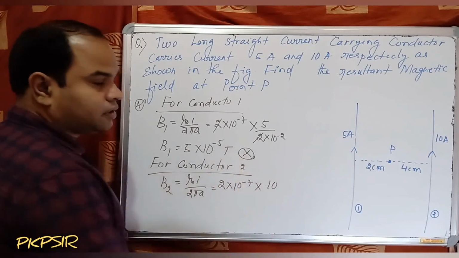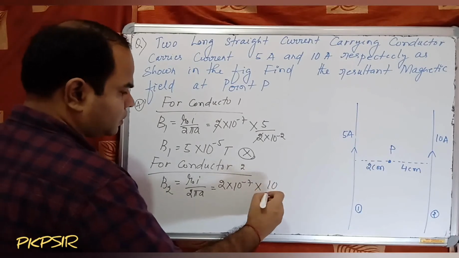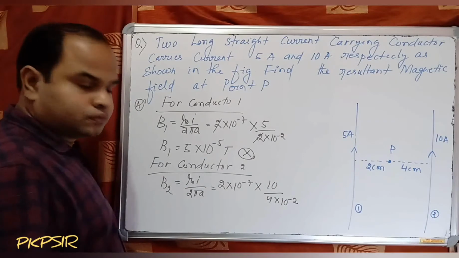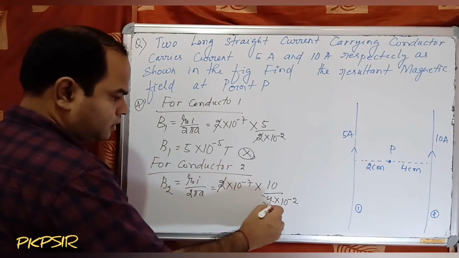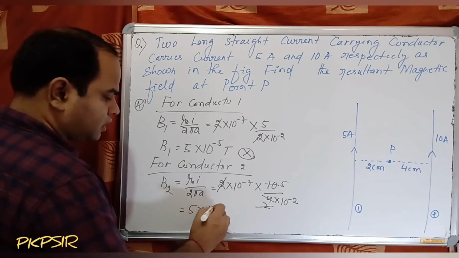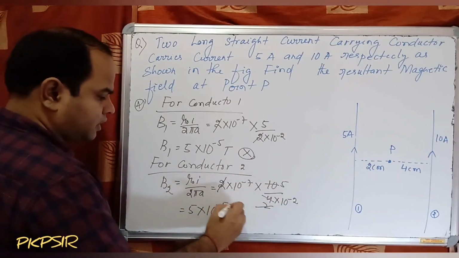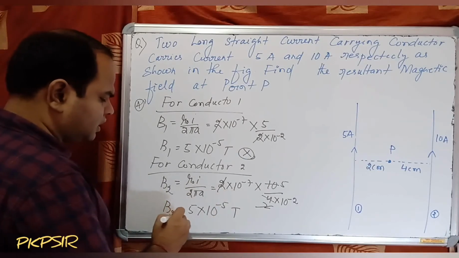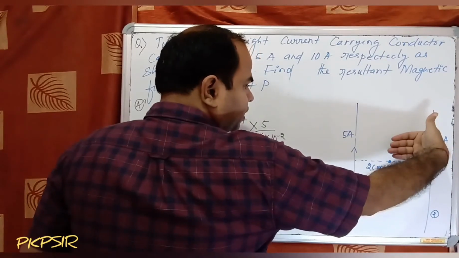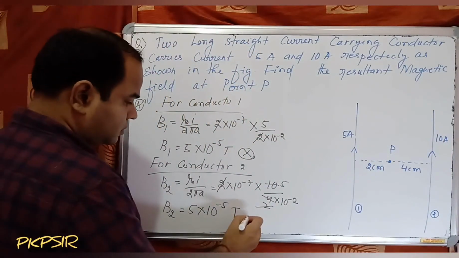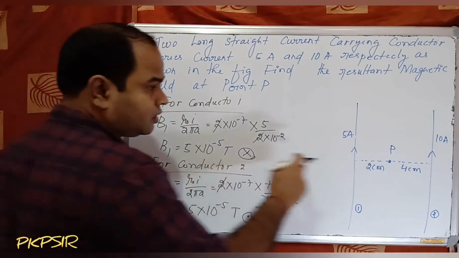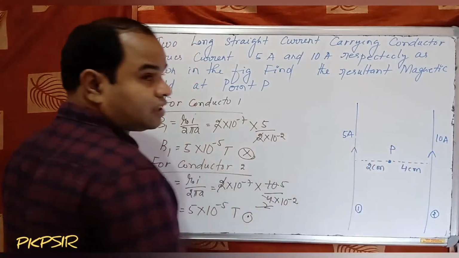Current is 10 ampere. Distance is 4 cm, that is 4 into 10 to the power minus 2. So 2 cancels, 2 5. So this is also 5 into 10 to the power minus 5 Tesla. What is the direction? Current is upward, point P is at this position, so the magnetic field is upward. So B1 is inward and B2 is outward.